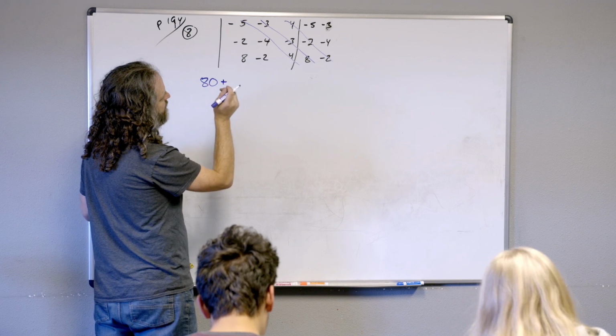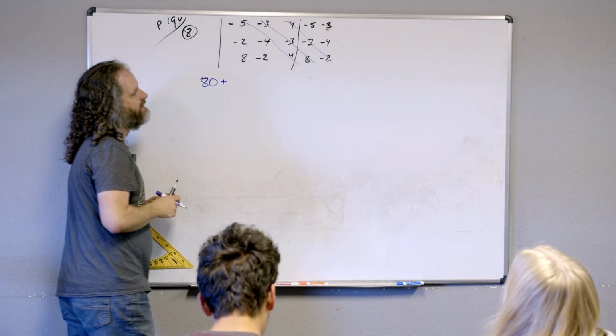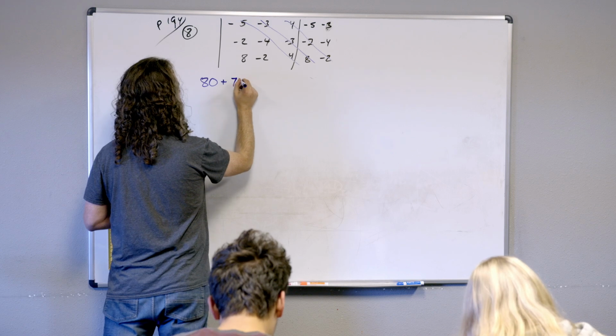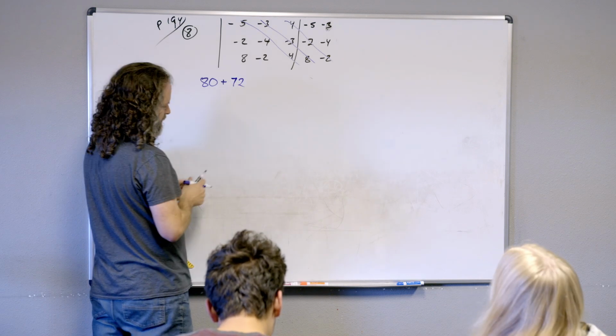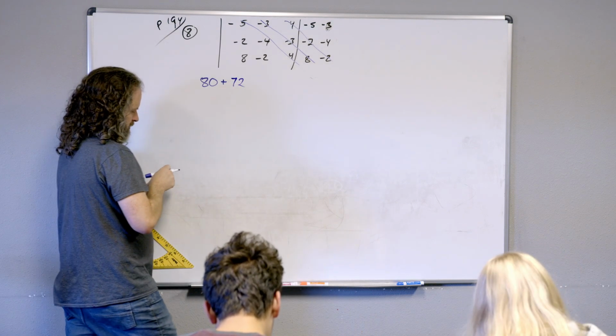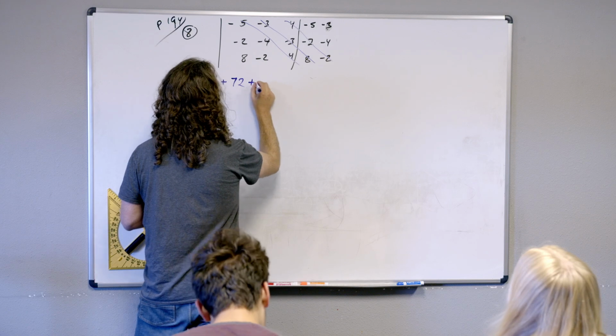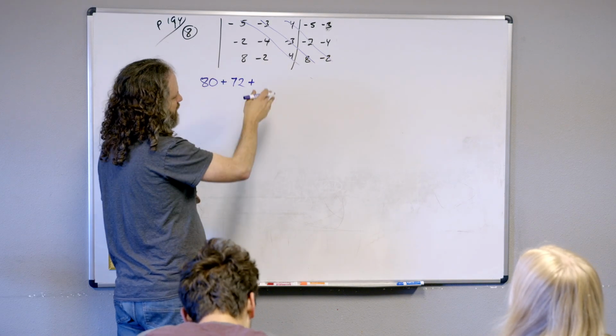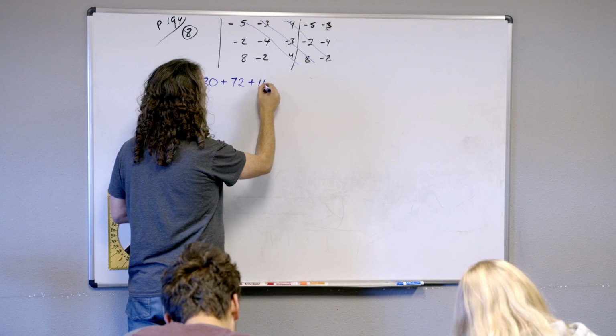So negative 3 times negative 3 times 8. So 9 times 8, positive 72. Are we adding or subtracting? Adding. That should be easy. So 4 times negative 2 times negative 2. So 4 times 4 is 16.